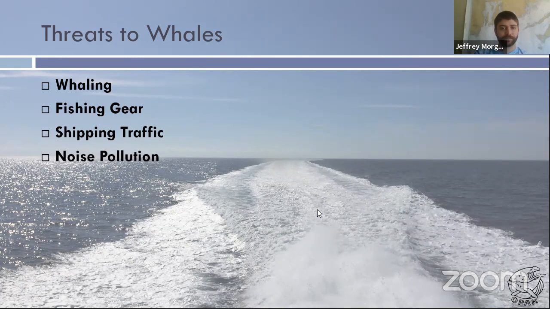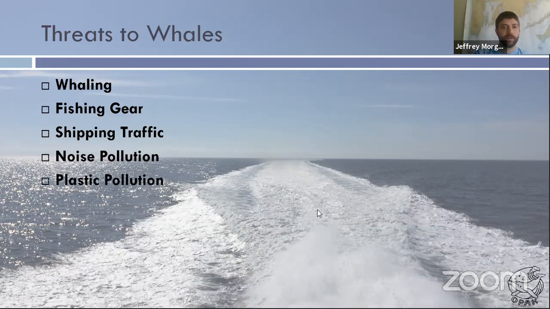As we've seen, they all communicate, whether it's for mating or food, echolocation, navigation, etc. Shipping traffic is a big source of noise pollution, as well as sonar from naval vessels and shipping vessels, as well as sonic blasting to map the bottom of the seafloor and to find oil reserves on the ocean floor.